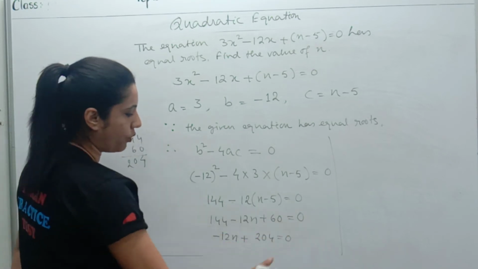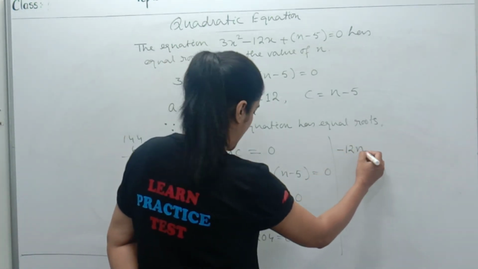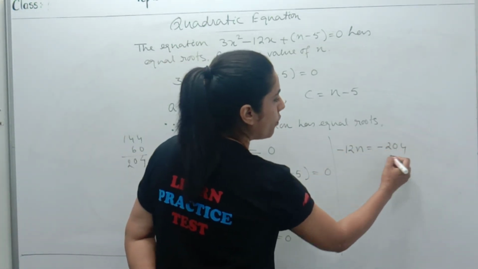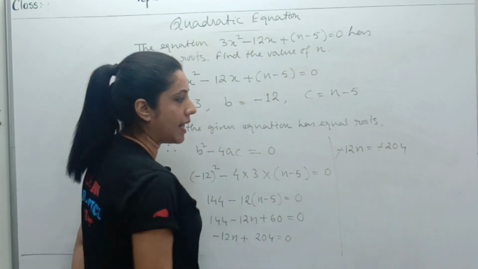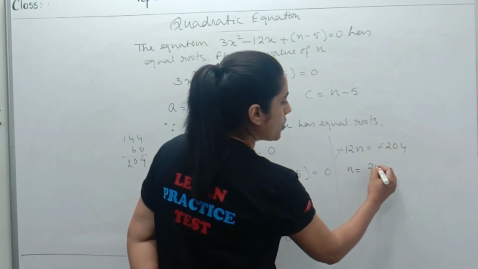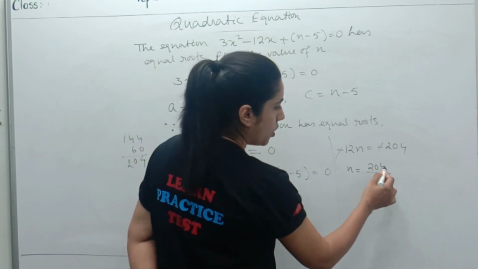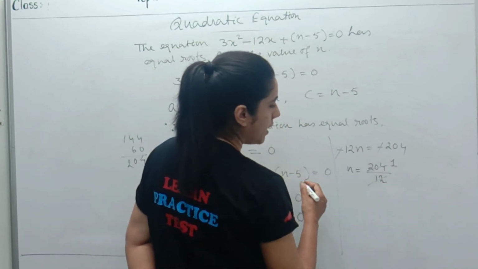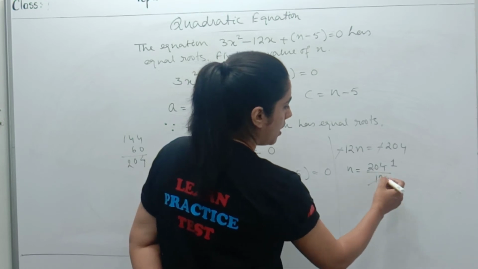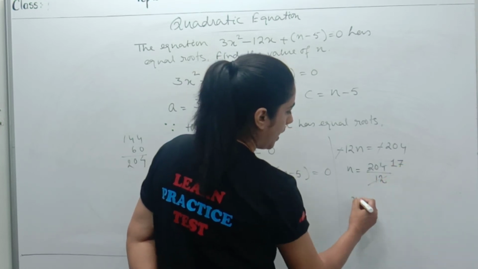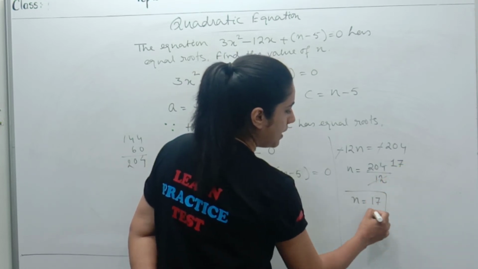So we need to find out the value of n. We'll send 204 that side. Minus 12n is equal to minus 204. Minus and minus gets cancelled. N is equal to 204 upon 12. So it's coming 17. So n is equal to 17 is the answer.